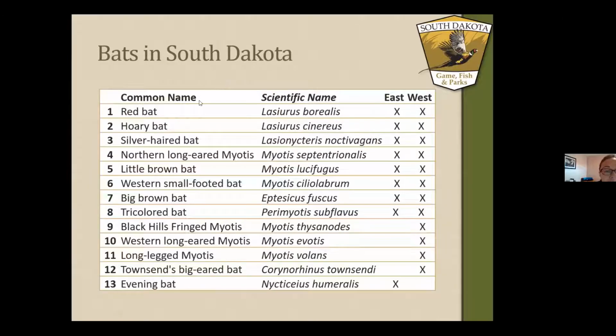Here we've got a list of all the species that we've found in the state. On the left is the common name, and in the middle column is the scientific name. The first name is the genus, and the second name is the species, or the specific epithet. The one thing I want to point out is that we have a lot of Myotis species in South Dakota, and Myotis means mouse-eared.